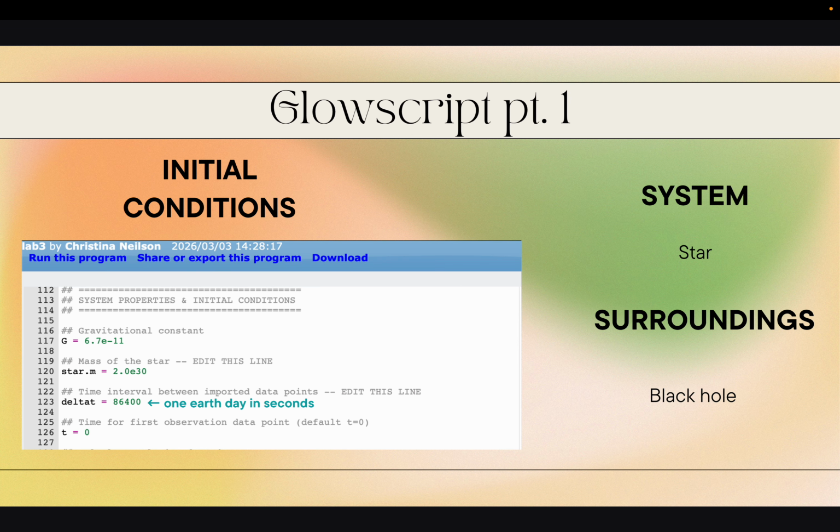For part 1 of our lab, here is the initial part of our GlowScript code where we lay out our initial conditions. Delta T is 1 Earth day in seconds, which is 86,400. Our system here is the star, and our surroundings are the black hole.